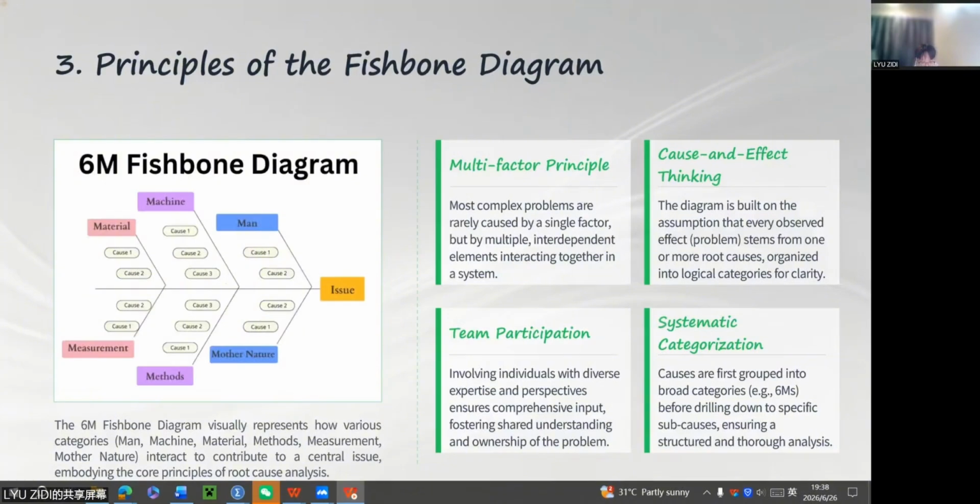The third part, principles. There are 4 main principles of the fishbone diagram. First, most problems are caused by multiple factors instead of just one. Second, every problem has one or more root causes. Third, teamwork is important because different people provide different ideas. Finally, organizing the causes into categories helps to make the analysis clearer and more complete.